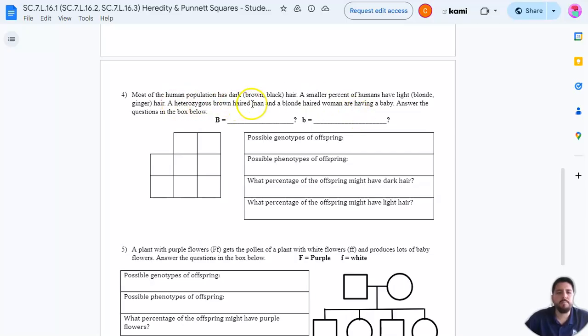So, a heterozygous brown-haired man, again, hetero means different. So, we would have a capital B, lowercase b. And a blonde-haired woman, and if blonde is recessive, the only way we can get blonde hair is if both genes are the recessive gene. So we would put lowercase b, lowercase b. Now go ahead and fill in the Punnett square and answer these questions.